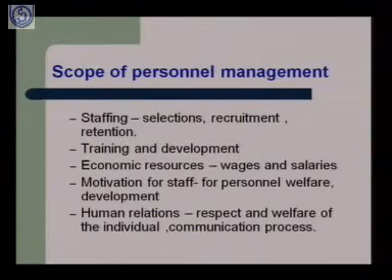When we talk about the scope of personnel management, the organization cannot run without this personnel management department, because the director cannot handle all the activities. So this department works on staffing: what will be the selection criteria, who will be coming for a particular post, how the recruitment process will go on, and how we will make the retention, like a person should work till the age of retirement in that particular organization. That is called retention. So in staffing, these three points the personnel management department takes care of.